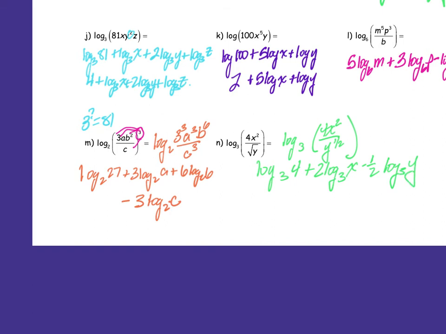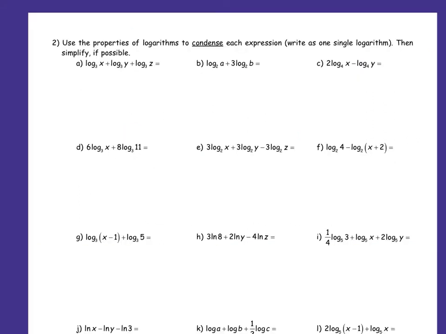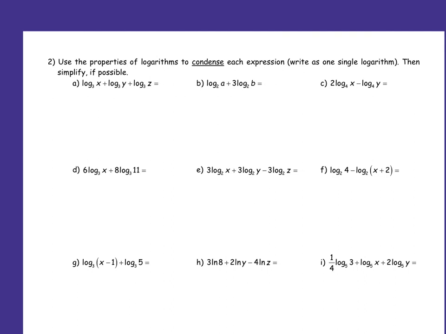Okay? A lot to take in, I know. That's expanding. Now we're going to go the other way. So I've expanded it. Now I want to take the rules and condense them down. So I want to go from having many logs to having one log. I only want one log now. I want to make it look neater or simpler. So I'm going to do my rules backwards.